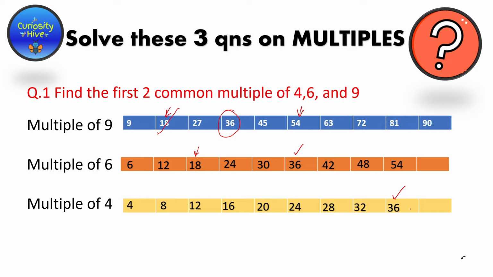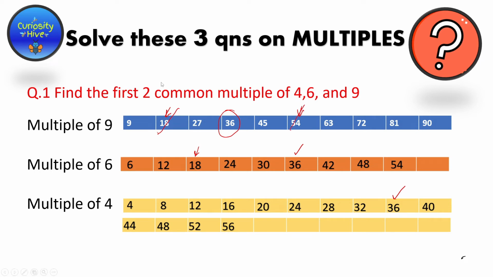Let's see in the multiples of 4 do we find 54. After 36 it would be 40, followed by 11 times 4, 44, 48, 52 and then 56. So it's already surpassed 54, so it is not one of the common multiples.